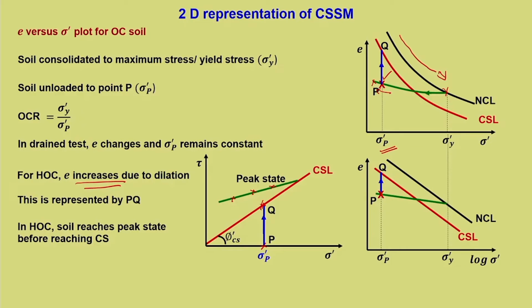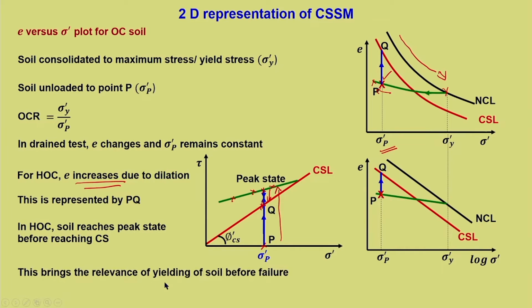So, first the stress path has to reach this peak state. Here it is vertically upwards: the stress path first moves, touches the peak and then returns to the critical state line. So, this is the correct method of representation. HOC soil during drained shearing would first hit the peak state and then return back to the critical state, which has been shown. So, first it goes, touches there and then comes down. That is what the representation is.